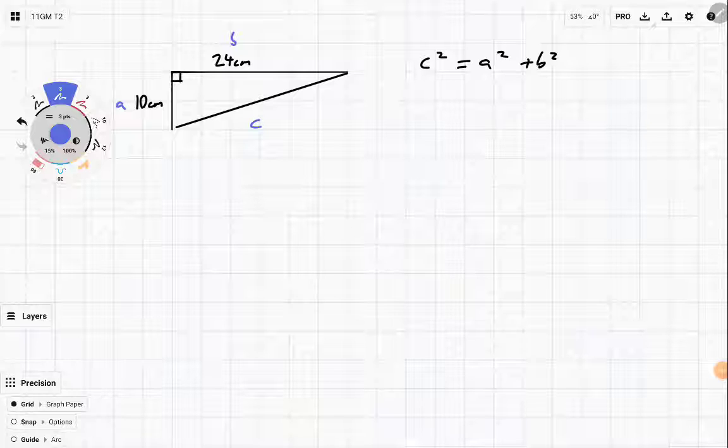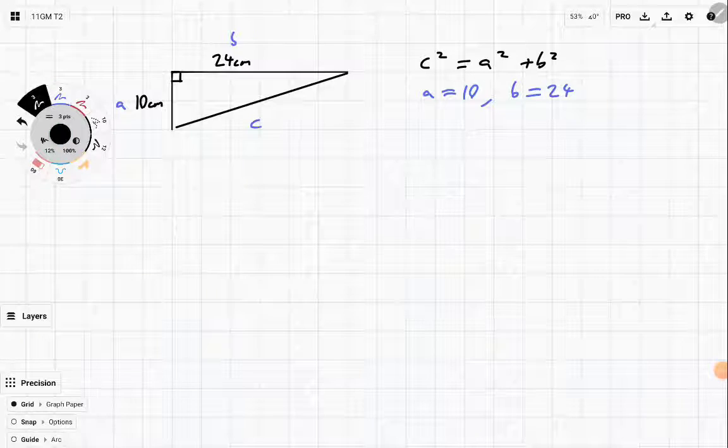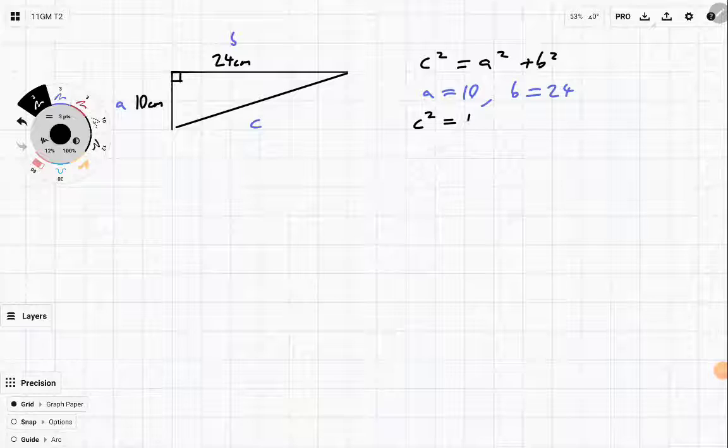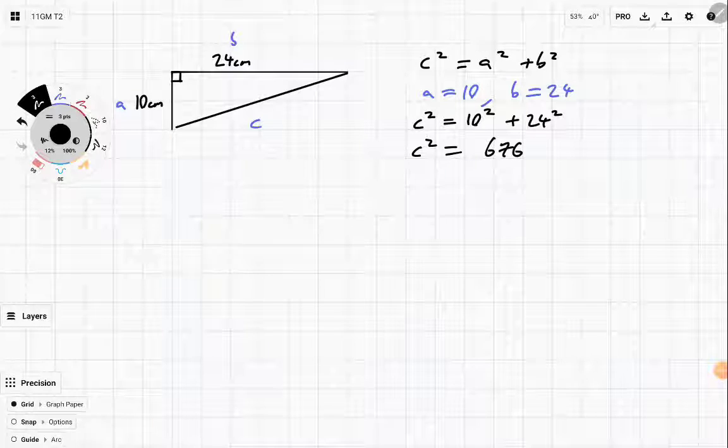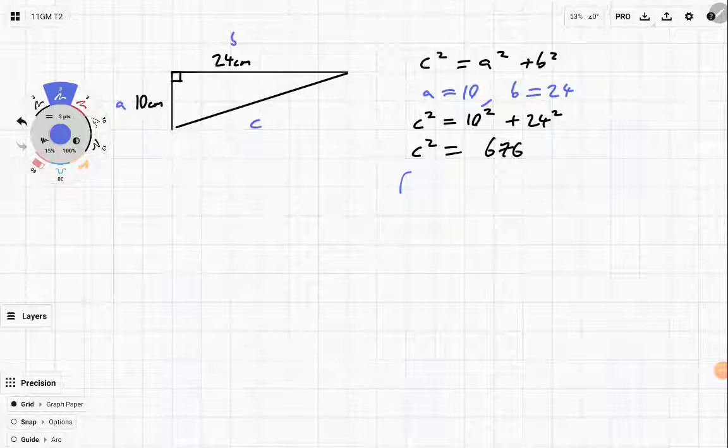So A is equal to 10, B is equal to 24. Let's substitute both of those facts in. We get C squared is equal to 10 squared plus 24 squared. Alrighty, using my calculator, I can work this out. It is 676. Now, lots of people get to this point and they stop, but we've got to remember that we're not solving for C squared, we're actually just solving for C. So what do we do? Well, this is the point where we take a square root.